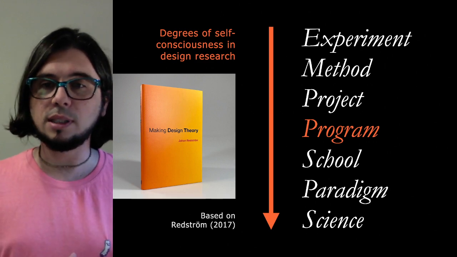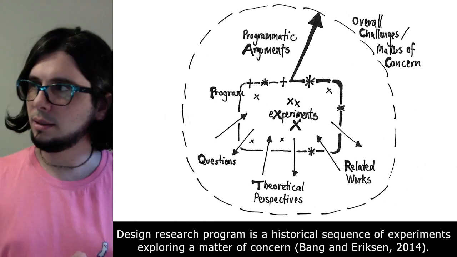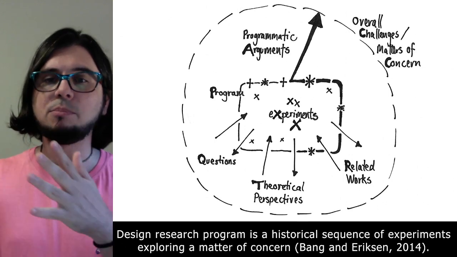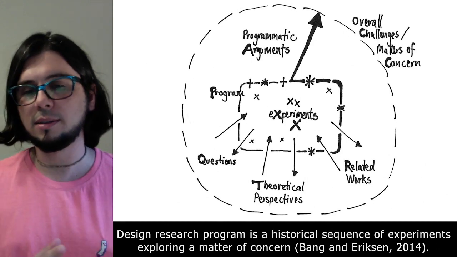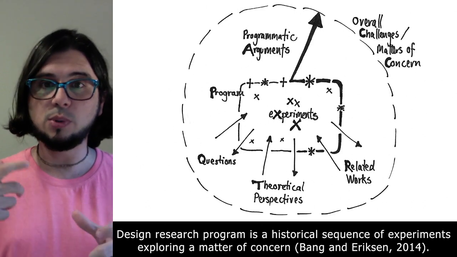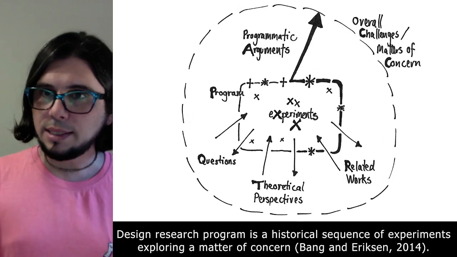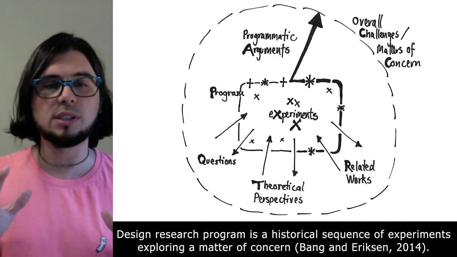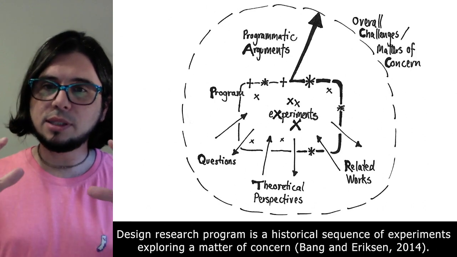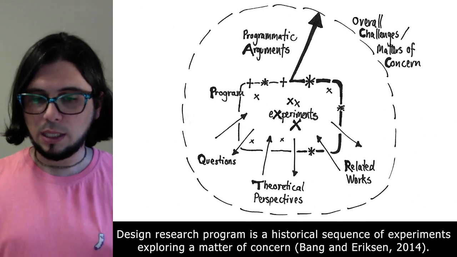And I really like this book and how it frames design research. Well, there are other books or articles that describe in more detail what a design research experiment is, what a design project is, what a design school of thought is. I like specifically this article by Binder and Ericson about the relationship between design programs and the research questions, the theoretical perspectives, the related works, and the overall challenges and matters of concern that society presents to design researchers.